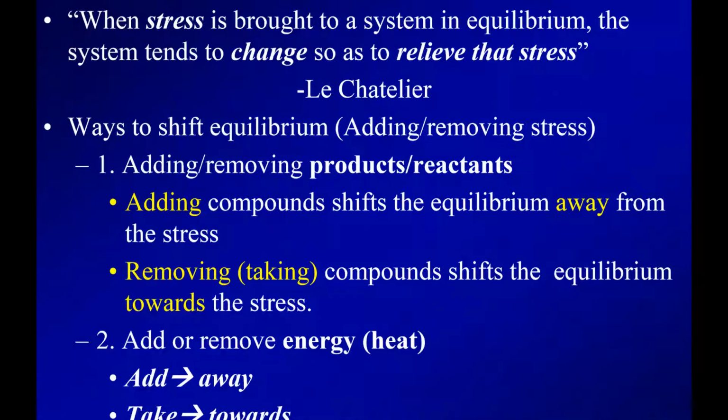Ways to shift the equilibrium. You can add or remove products or reactants. So you can add compounds. If you add compounds to one side, it's always going to shift away from that. Okay? So AA, add away. Anytime you remove compounds or take compounds from one side, it's always going to shift towards that. So TT, take towards.